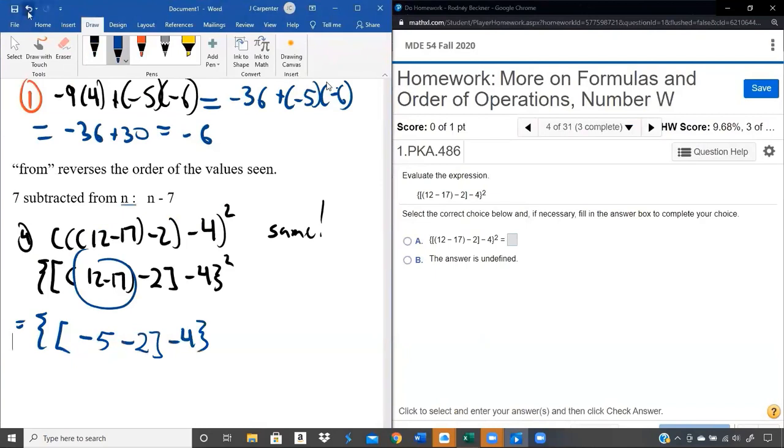Now, we're still under the P step, parentheses, which counts as this bracket, negative 5 minus 2. So we go equals, curly bracket, negative 5 minus 2, those are the same sign, so we add and keep the sign. 5 plus 2 is 7, keep the sign, so negative 7. And that was the bracket, then there's the minus 4, and then we close the curly bracket.